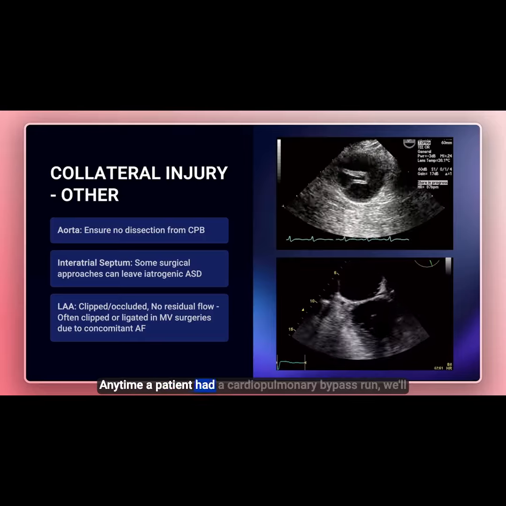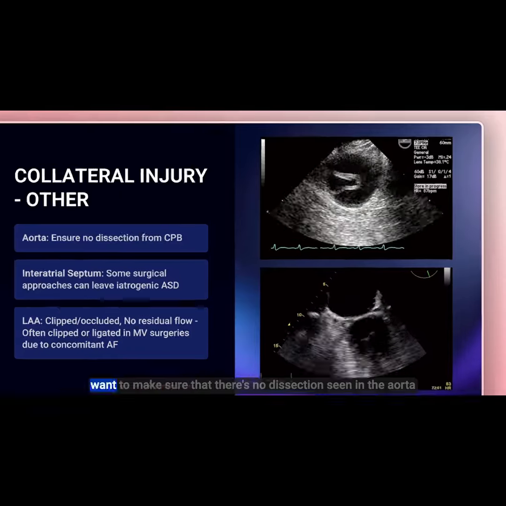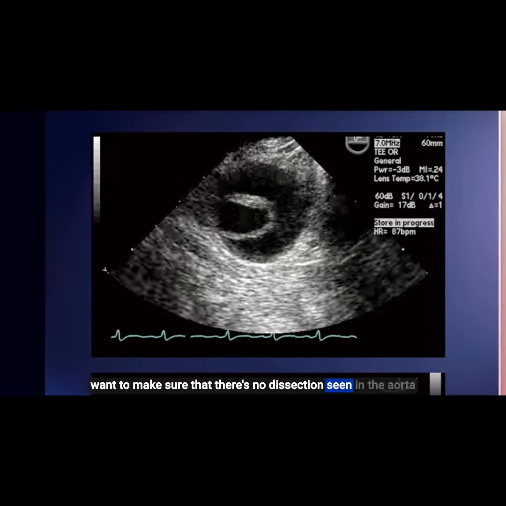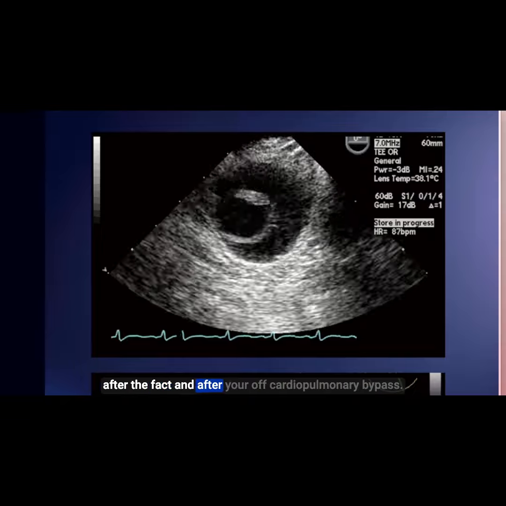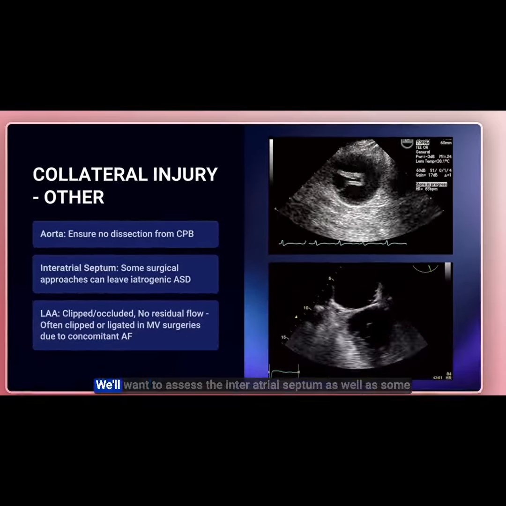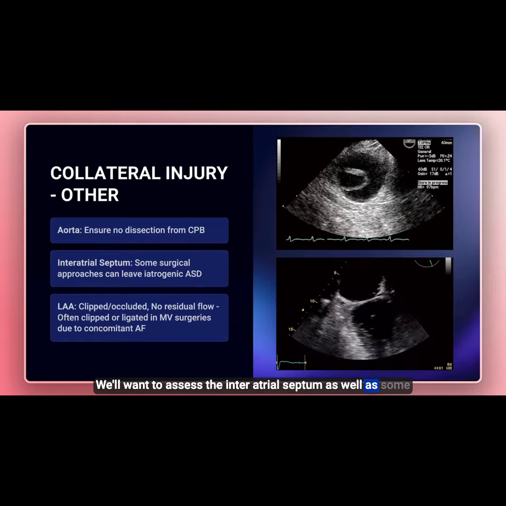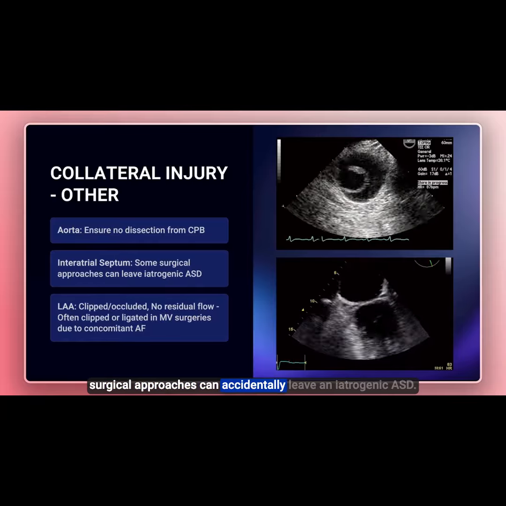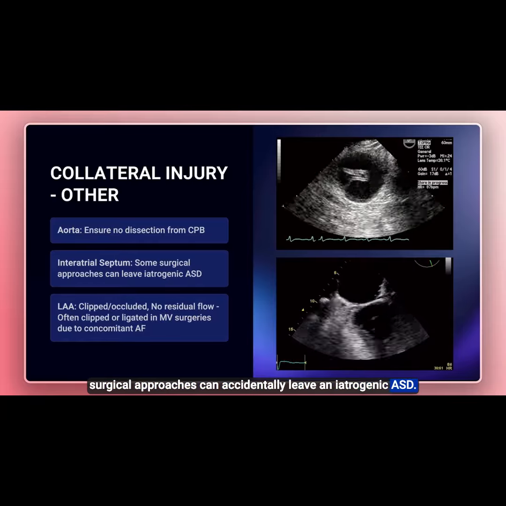Anytime a patient had a cardiopulmonary bypass run, we'll want to make sure that there's no dissection seen in the aorta after the fact and after you're off cardiopulmonary bypass. We'll want to assess the interatrial septum as well, as some surgical approaches can accidentally leave an iatrogenic ASD.